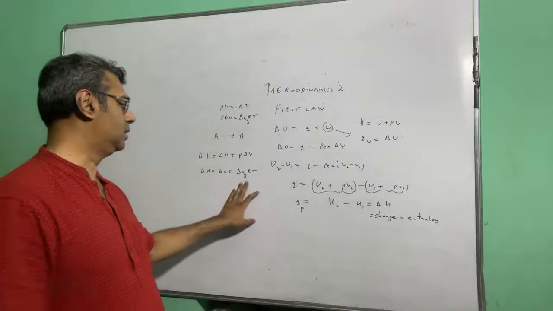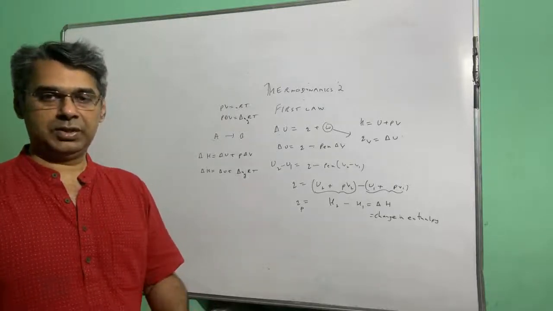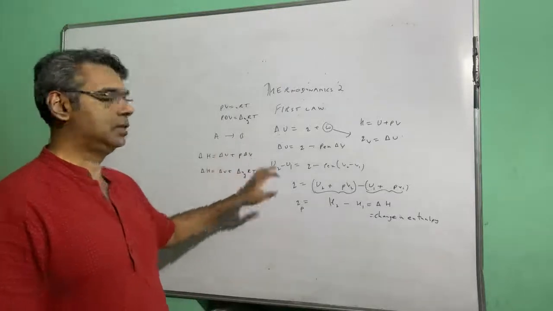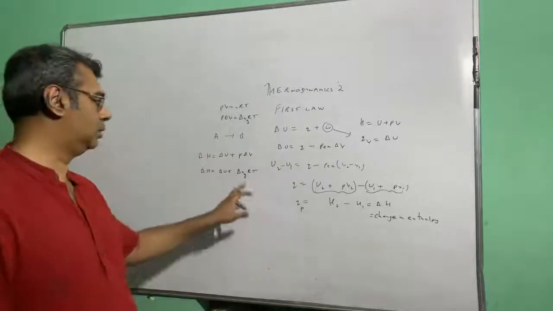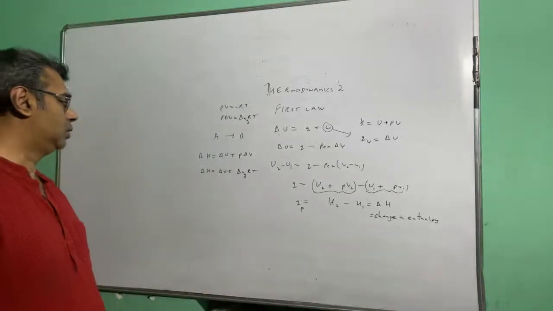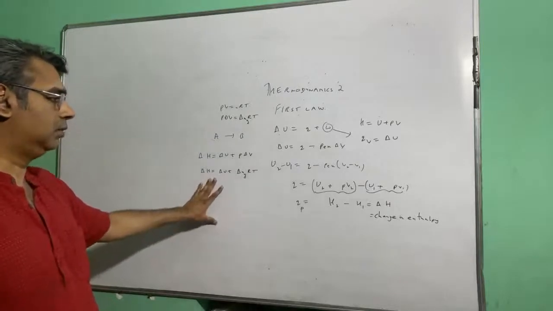So what is delta n_g? It is the change in number of moles of the gaseous substances. So this is gaseous, this is also gaseous. So the difference in number of moles is delta n_g. So this is another alternative version.